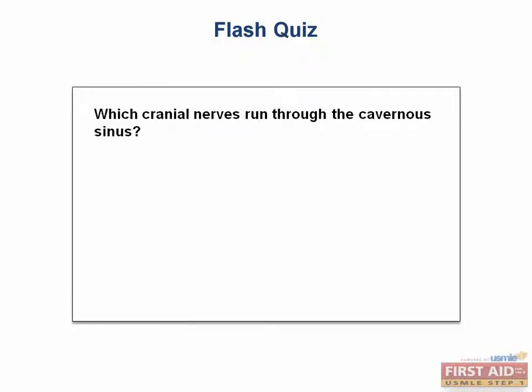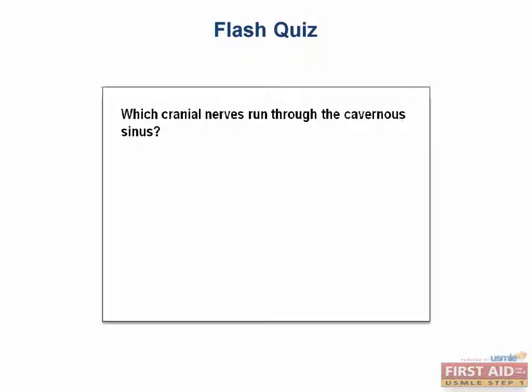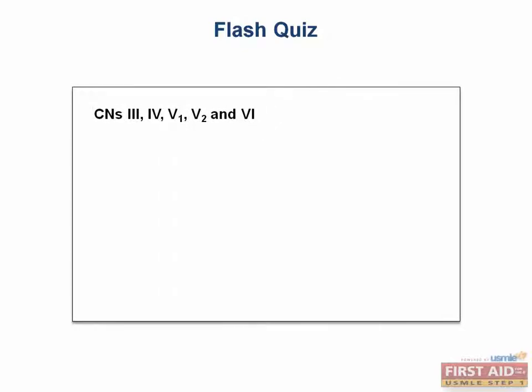Alright, time for a flash quiz. Which cranial nerves run through the cavernous sinus? The answer is cranial nerves 3, 4, V1, V2, and 6.